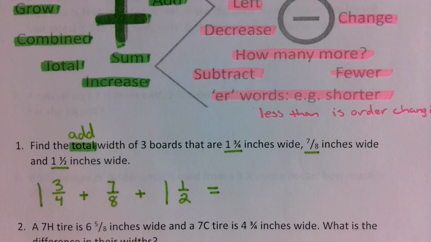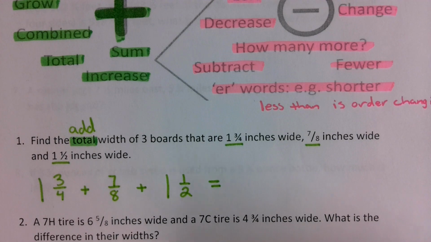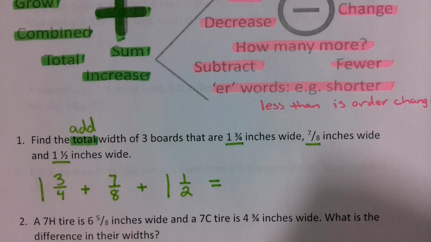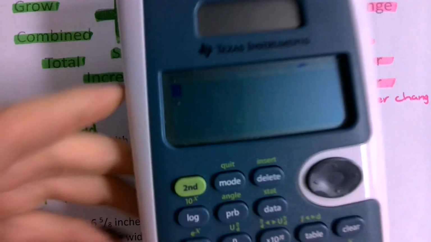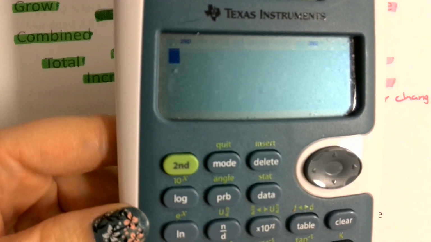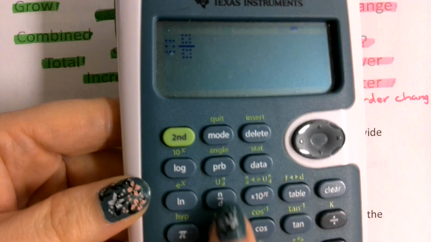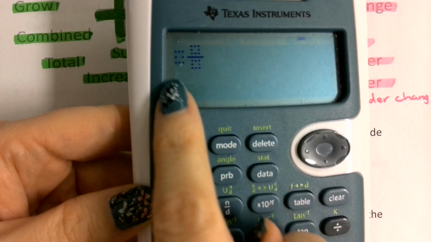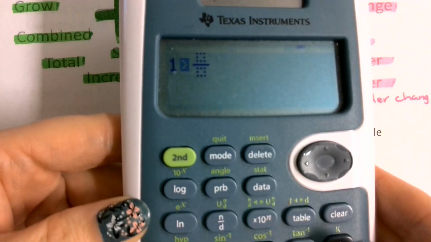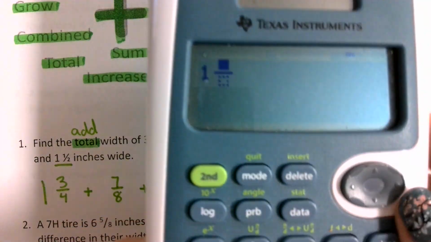Okay, so right now what you guys need to know is how to use that calculator. Remember, when you are creating a mixed number, there are two different ways that you can input a mixed number into your calculator. The first way is you can hit the second button. So I can hit second, and then I can hit the fraction button. When I do second and fraction, it gives me a spot to put my mixed number. So I'm going to put a 1. And then I'm going to use these arrows to navigate around in the fraction bar.